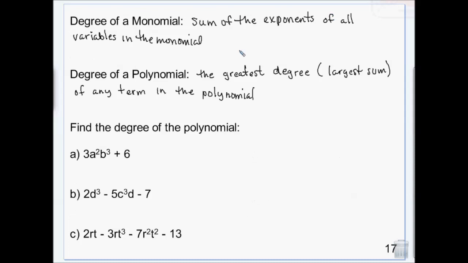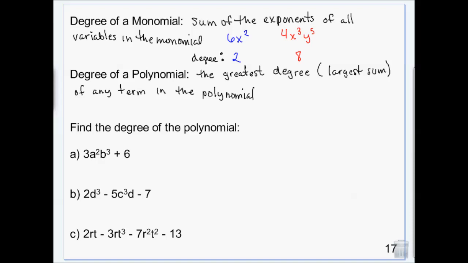Okay, the degree of a monomial: what you do is add up the exponents in the monomial. So if I have 6x squared, I have one variable, one exponent, so the degree is 2. If I have 4x to the 3rd, y to the 5th, my degree is 8. Okay, so I'm adding the exponents.